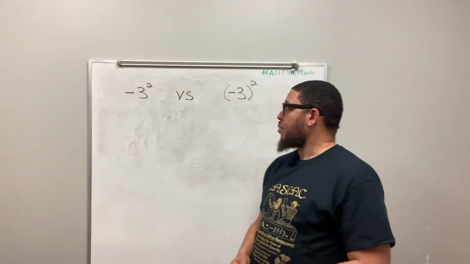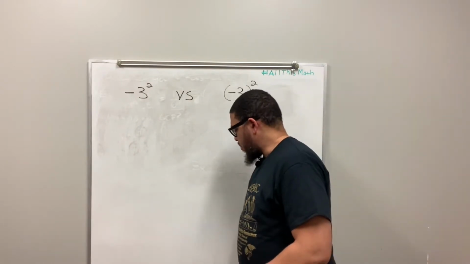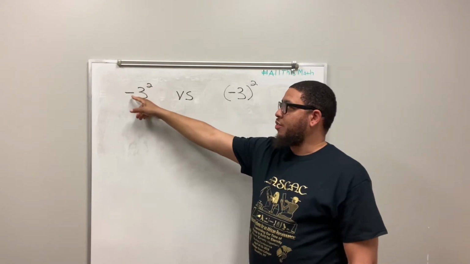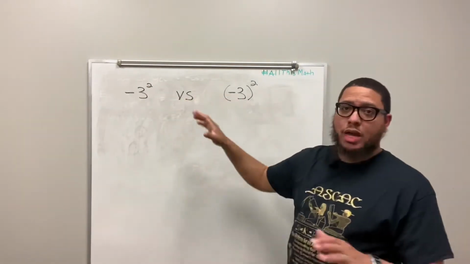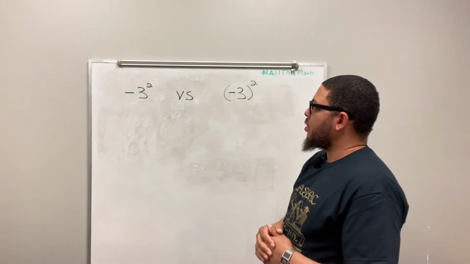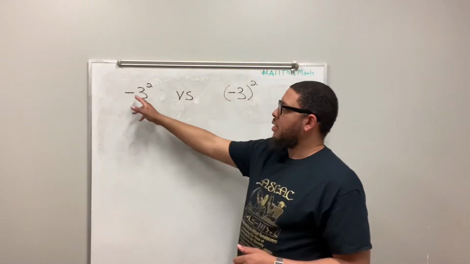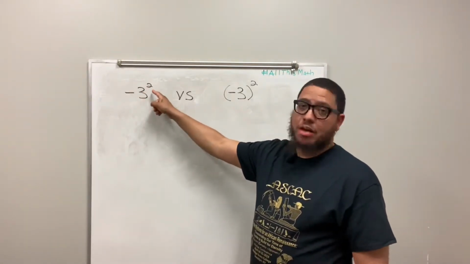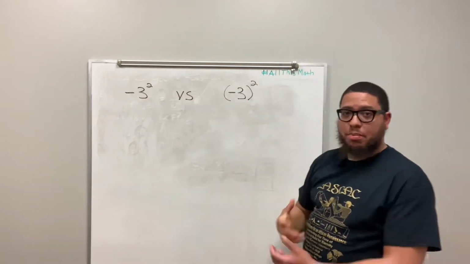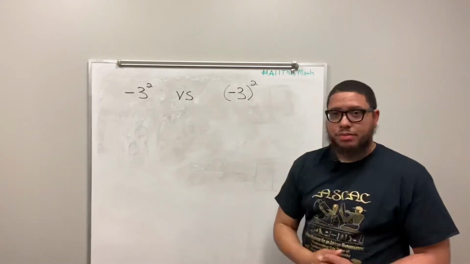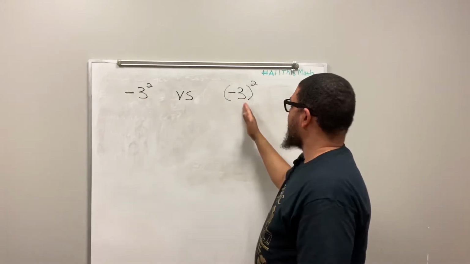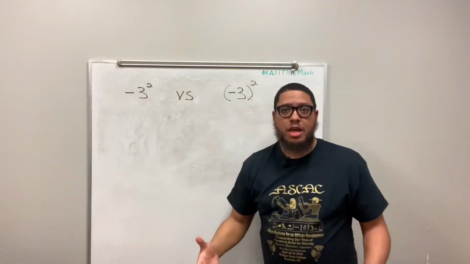All right. And today, what I want to talk about is this right here. I want to talk about -3, whatever you see, because you're gonna see this type of problem a whole lot. Let me rephrase that. You might see a negative number raised to the second power, and you also might see a negative number in parentheses raised to the second power. Now, many people think that these two expressions are equal to the same value.